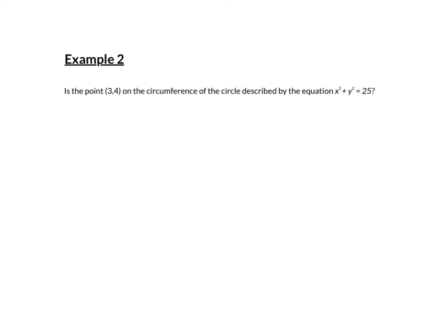Is the point 3, 4 on the circumference of the circle described by the equation x squared plus y squared equals 25? So here we need to remember that an equation can also be seen as a set of coordinates that are members of the equation itself. So a value of x and a value of y that, if you square them together, gives you 25. So all we have to do here is substitute 3 and 4.